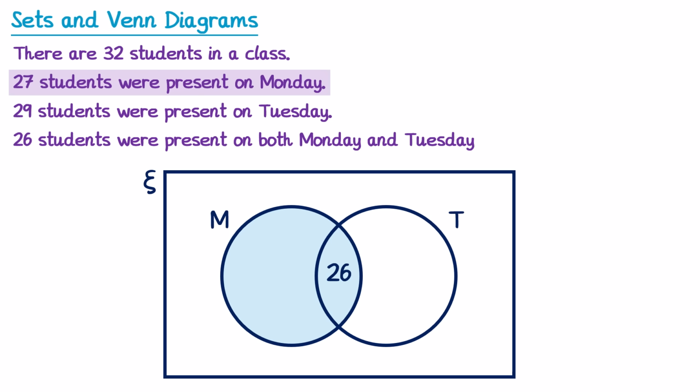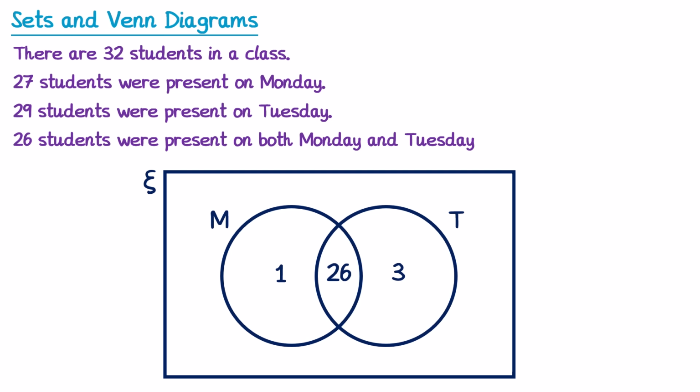So in this left section here, we just write the number 1. If we move to the next sentence, 29 students were present on Tuesday means this whole circle here needs to be 29. We have 26 already inside this circle, so we need 3 more. Now there's a total of 29 present on Tuesday.